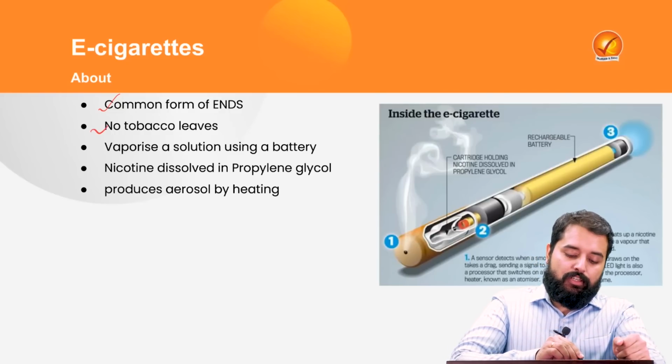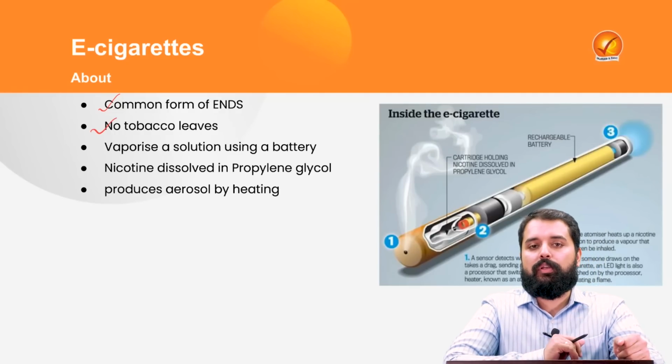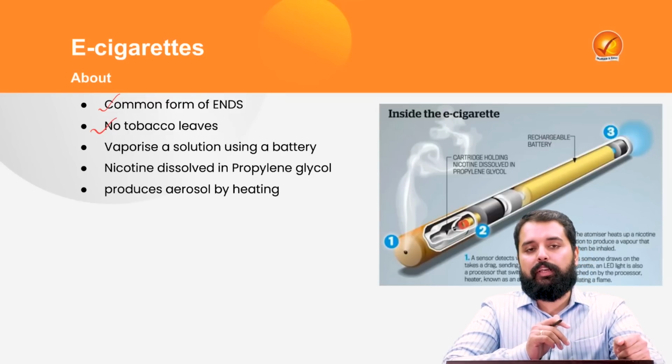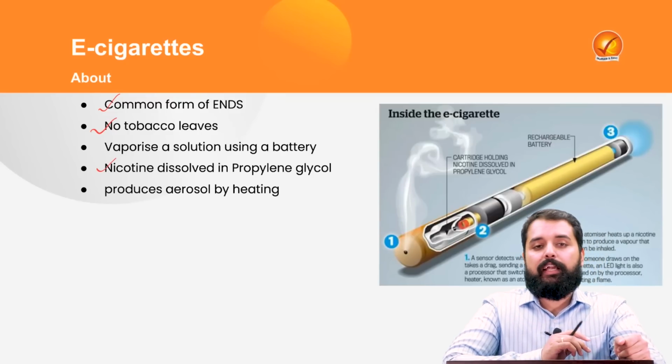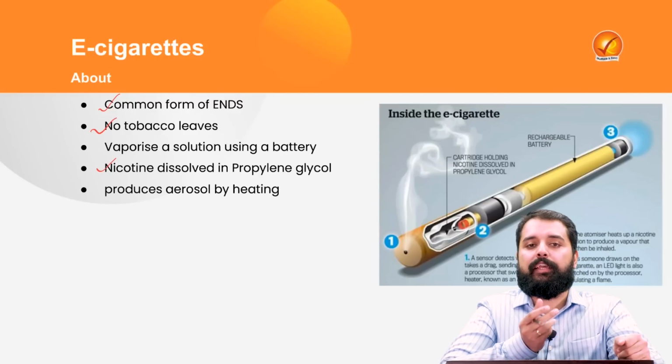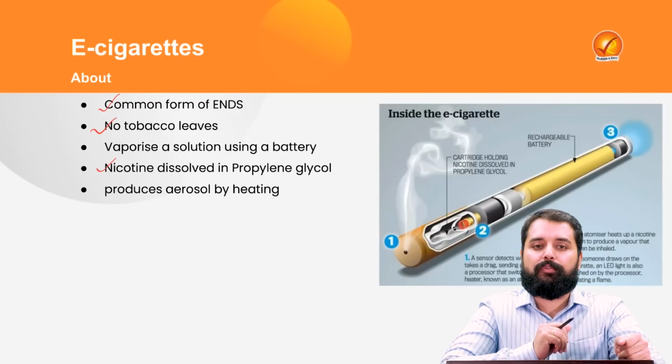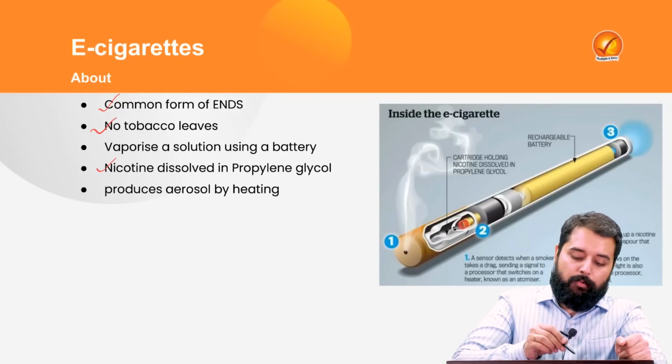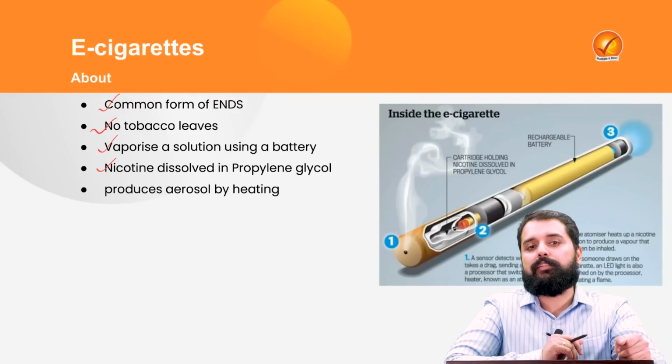In e-cigarettes, there is no use of tobacco; no tobacco leaves are used. What we use is nicotine, and this nicotine is dissolved in propylene glycol and this solution is vaporized. This solution is heated by using an atomizer, a heater, and this vapor is finally inhaled by the smoker. Now, how is it vaporized? It is vaporized by the atomizer using a battery.